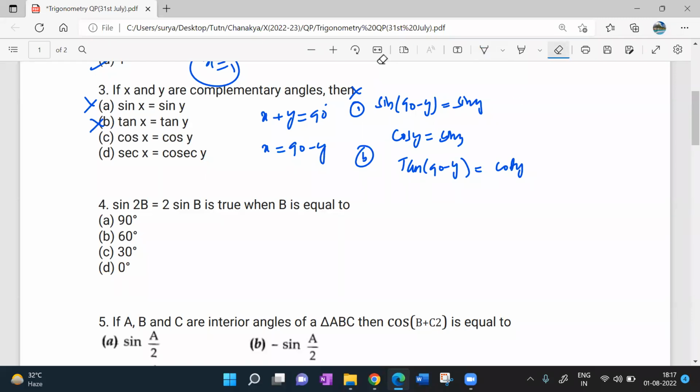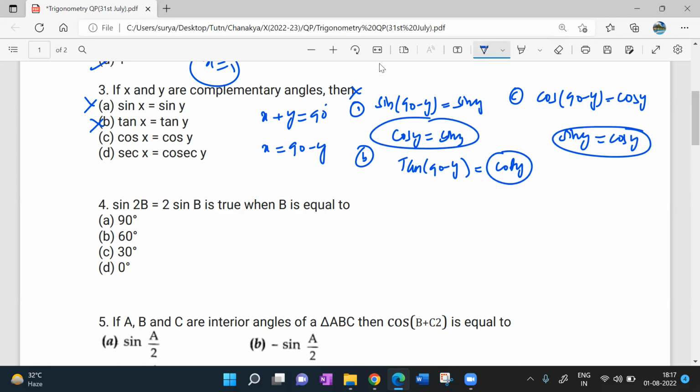Option C is what? You understand, Aditi, how I'm doing here? Cos x, cos 90 minus y is equal to sin y. Sin y is not equal to cos y, okay? Are you able to understand here what I'm trying to do? So tan x is equal to cot y I got here. Here option D, let's check. Now secant x is what here?